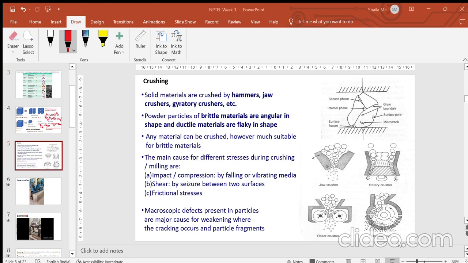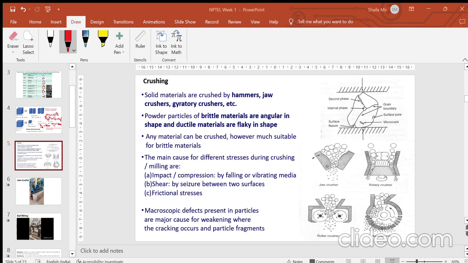Then we have the hammer mill, wherein the process works because of impact. These types of cutting blades or impacting blades will move while the powder is being put into the chamber. Because of the impact action, the powder is crushed in this chamber, and you can get a powder of your required size.